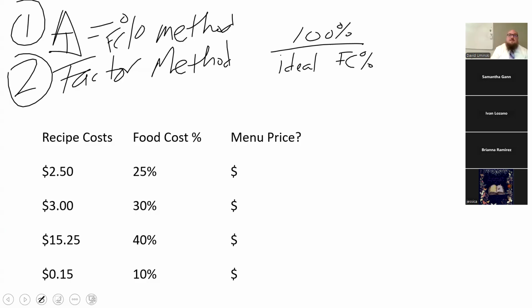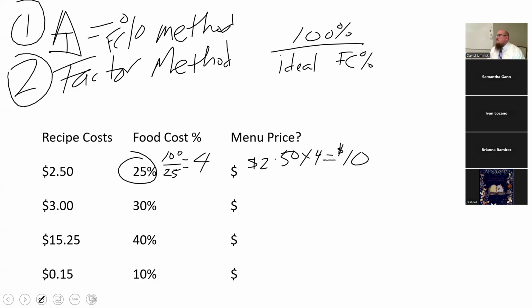So let's look at our first food cost percentage, 25%. If we take 100 and divide by 25, what's my answer? 4. So my factor is 4. So I'm going to take $2.50 times 4, which is going to give me $10. Okay.